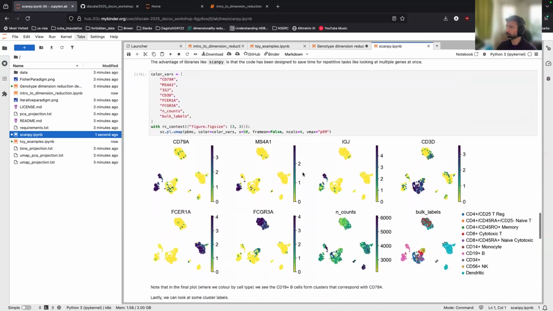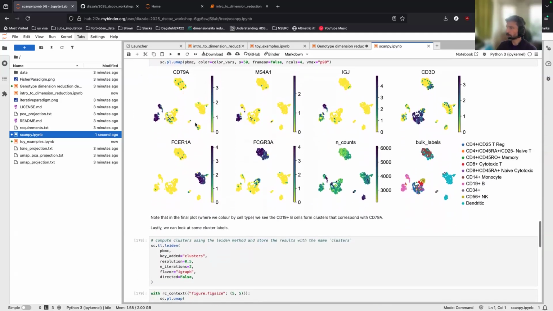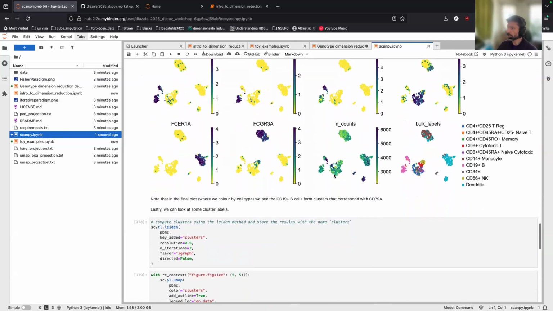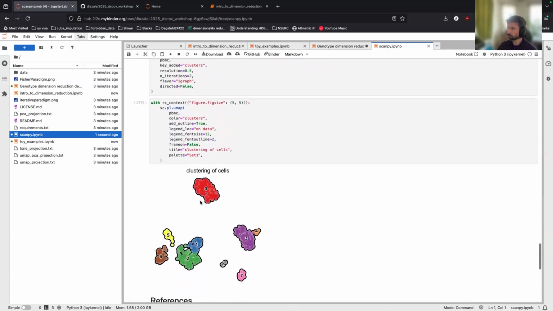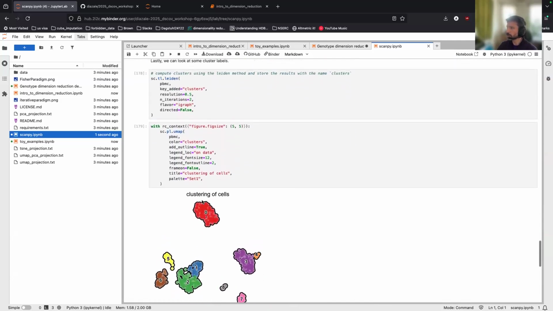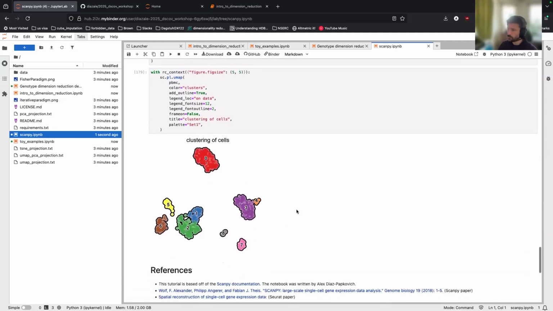And then there's also an example at the end of comparing different expression data and also running clustering. So I believe this is Louvain clustering, or Leiden clustering rather. But just to show what you can do with the clustering.